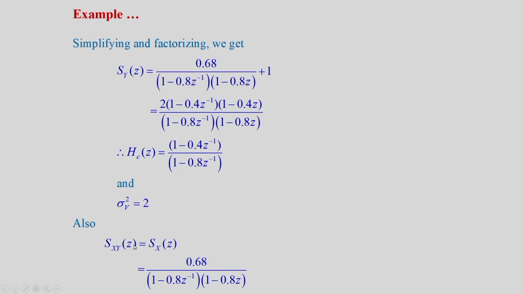Also, because signal and noise are uncorrelated, we will get from the same model Sxyz is equal to simply Sxz, which is given by 0.68 divided by (1 minus 0.8 Z inverse) into (1 minus 0.8 Z). So we have found out Sxyz, we have found out Hcz, and we have the Hcz inverse also. This part is the Hcz inverse.